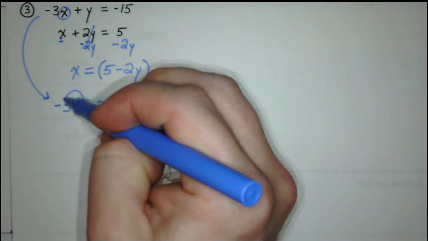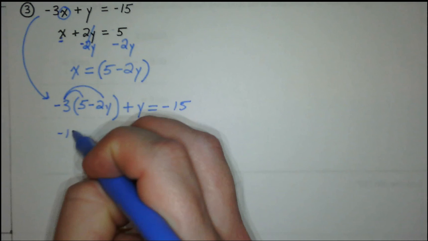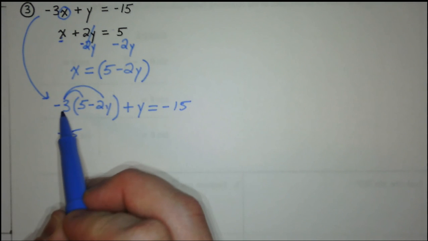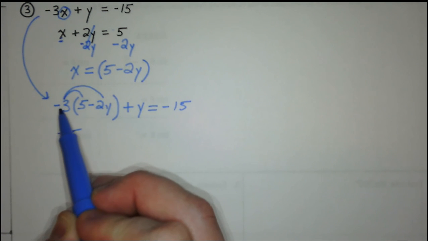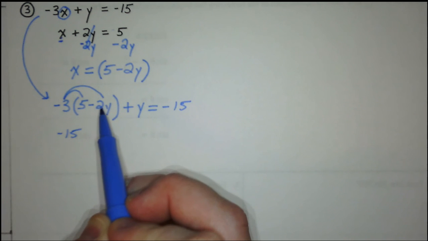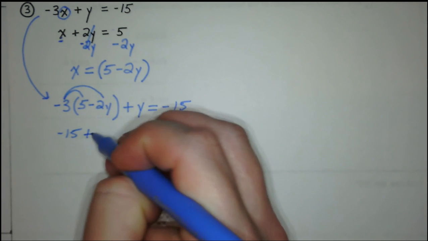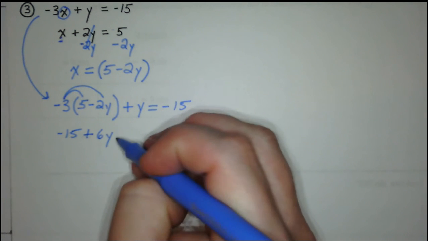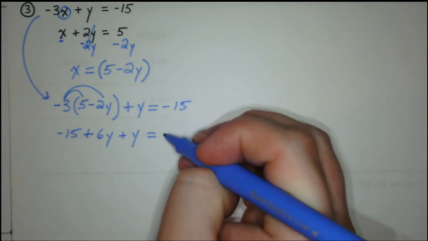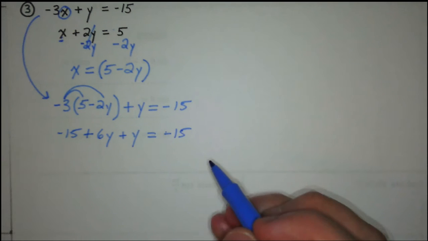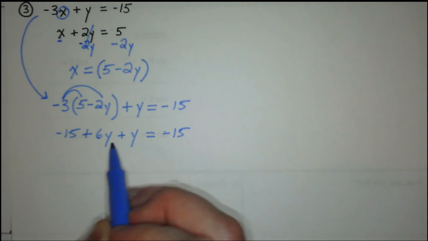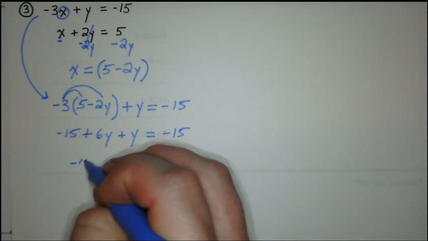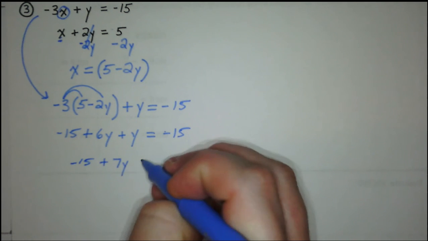We can distribute the negative 3. So remember, negative 3 times positive 5 is negative 15, and then we have, look people, negative 3 times a negative 2y. That should be a positive 6y. Okay? So now, once again, we have these like terms that are already together on one side. So that's going to become 7y.